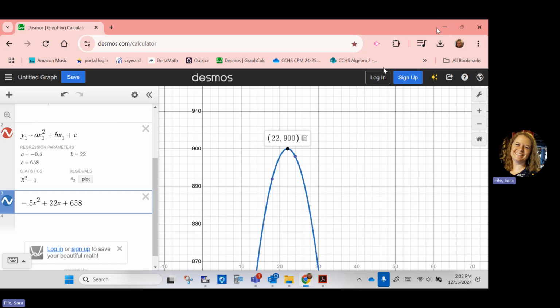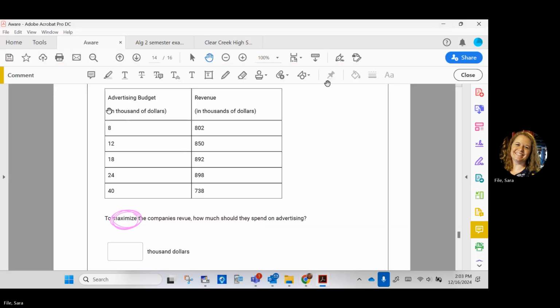So X, remember, represents the advertising budget in thousands. Now it already says $1,000, so we're still just going to write the 22. So our answer here should be 22. So 22,000 would be the ideal X value that would give us the maximum revenue. So we did quadratic regression and then found the maximum.